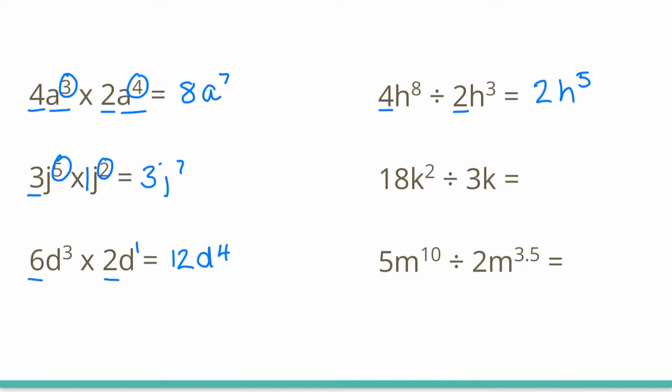The next one is 18 divided by 3, which is 6. And then I've got k squared divided by k, which means that the 1 here is subtracted from the 2, so it's 2 minus 1, so it's 6k to the 1. It's not written very neatly. The next one is 5 divided by 2. Don't worry if you can't do that, we just leave it as 5 over 2, or you can write 2.5. And then we've got m, and we're doing 10 minus 3.5, and we can just write that as a decimal, 6.5.